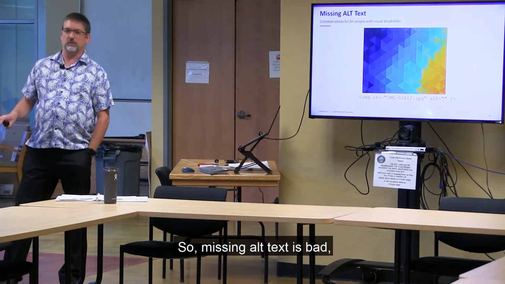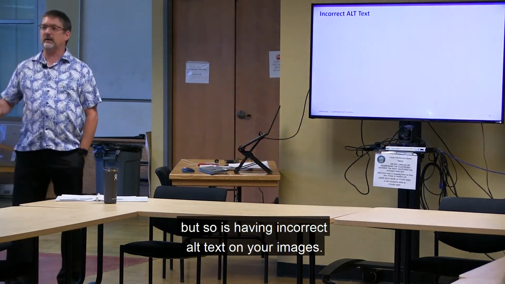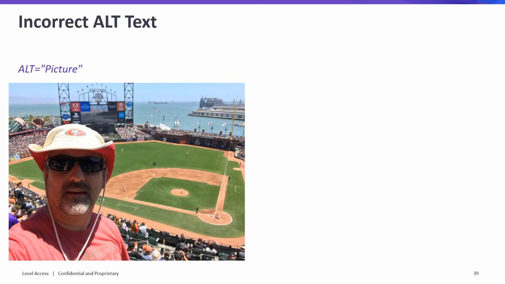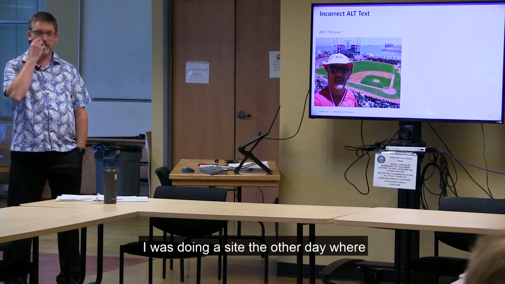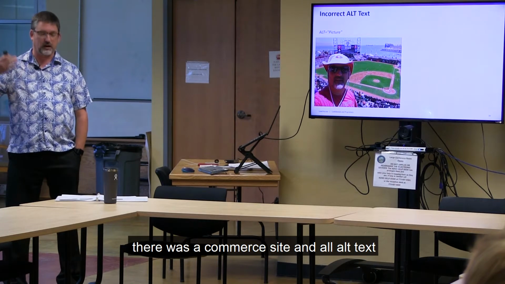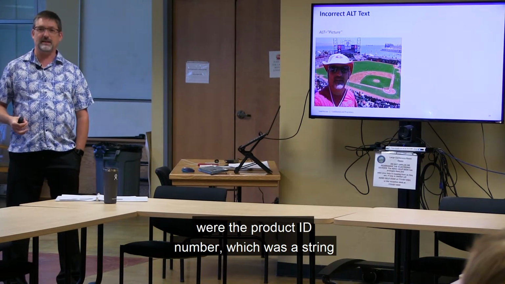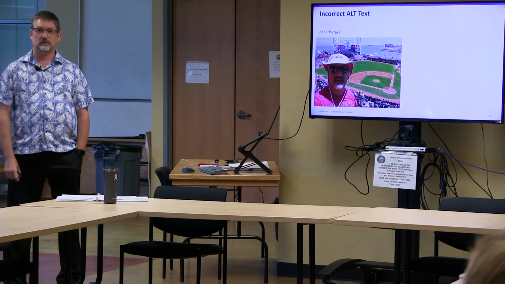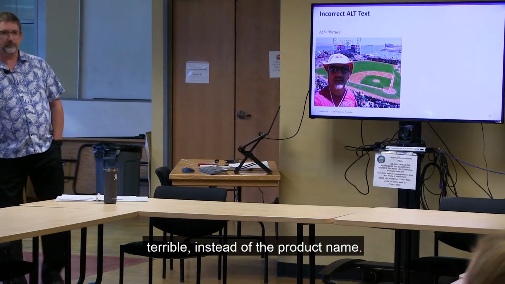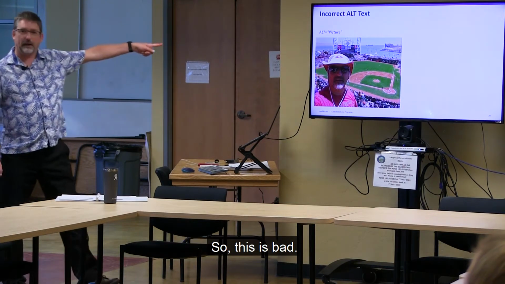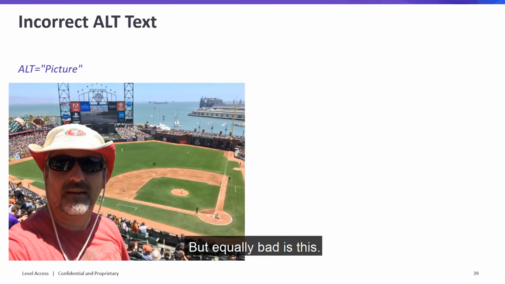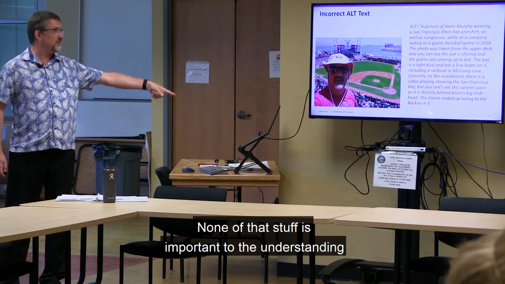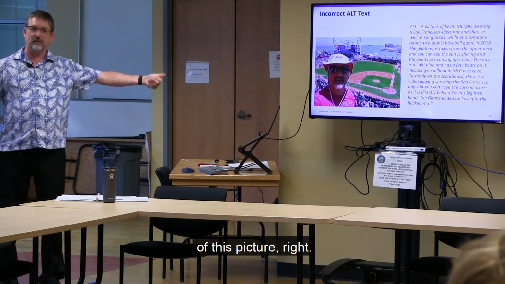So missing alt text is bad, but so is having incorrect alt text on your images. I see this a lot. I was doing a site the other day where it was a commerce site, and all the alt text were the product ID number, which was a string of like 40 characters, letters, and numbers. It's terrible. Instead of the product name. So this is bad. But equally bad is this, because it's completely irrelevant. None of that stuff is important to the understanding of this picture, right?